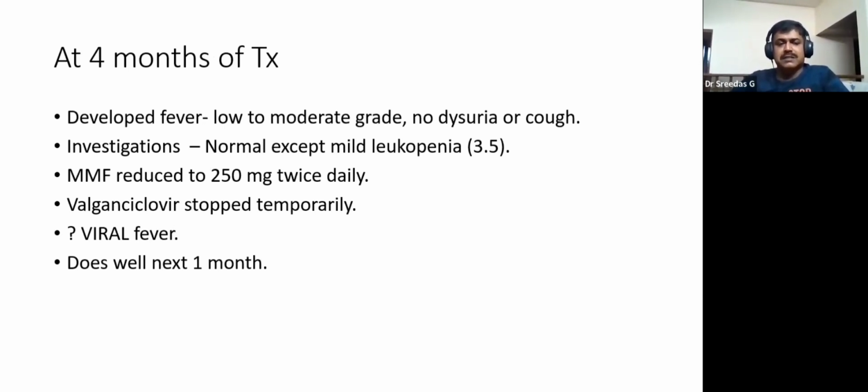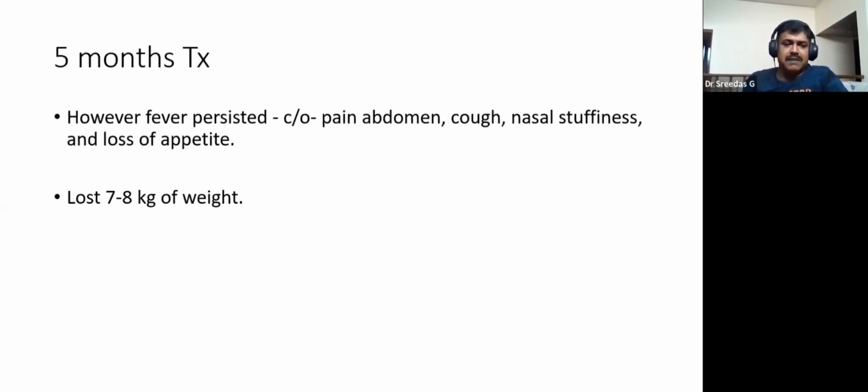And investigations were also unremarkable except for a mild leukopenia. Because of that, MMF was reduced. Valganciclovir was stopped temporarily, suspecting viral infection, and with symptomatic treatment, he became afebrile and went home. And again, next month, he came back with fever, and this time he had a persistent fever with abdominal pain, cough, and loss of appetite. And there was significant weight loss, 7 to 8 kilograms.